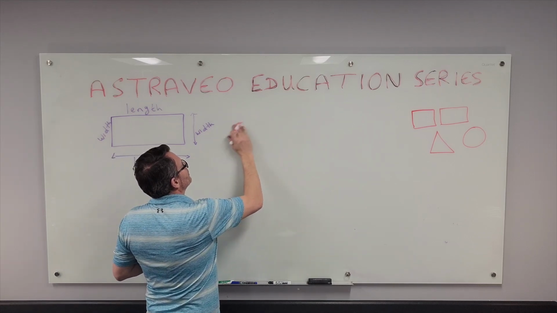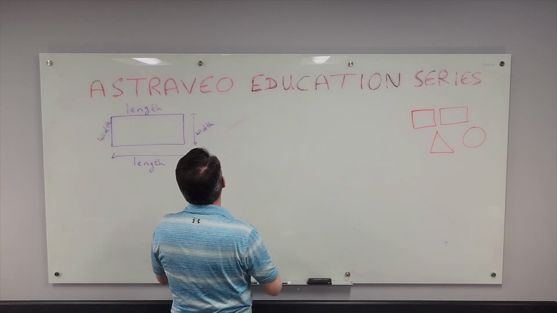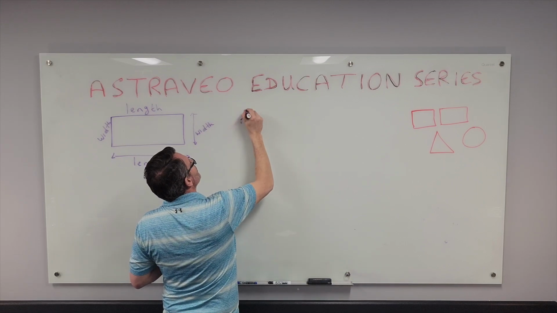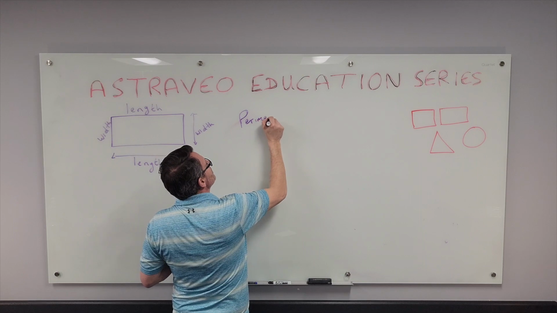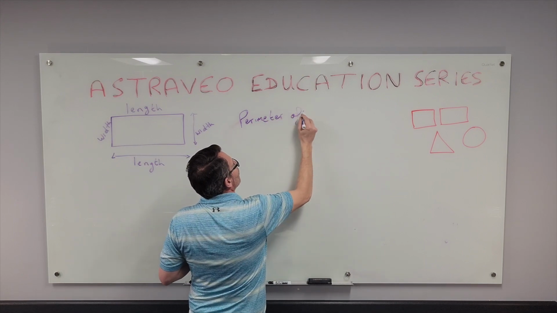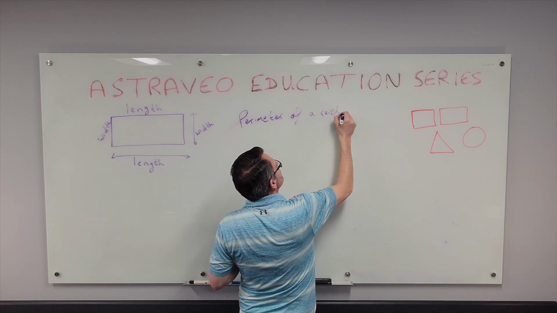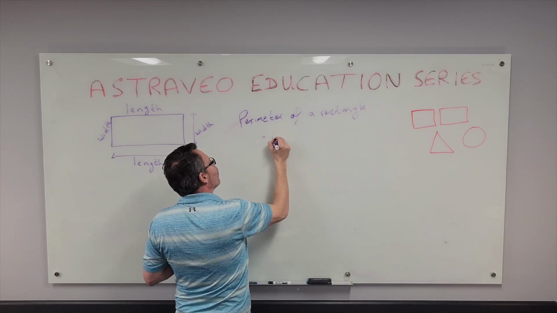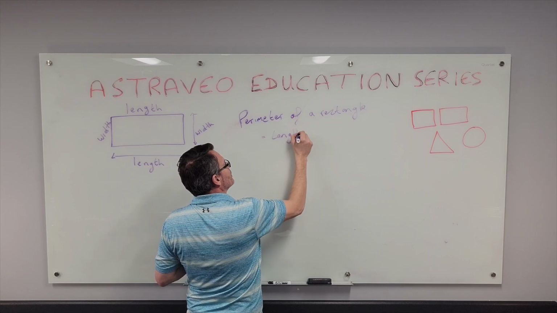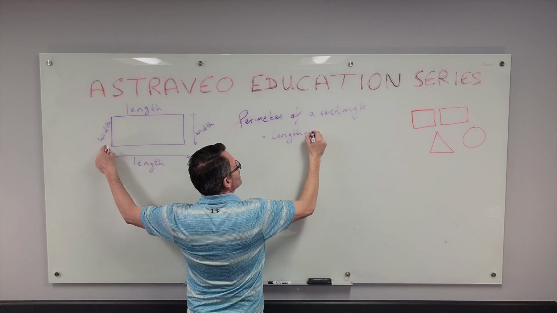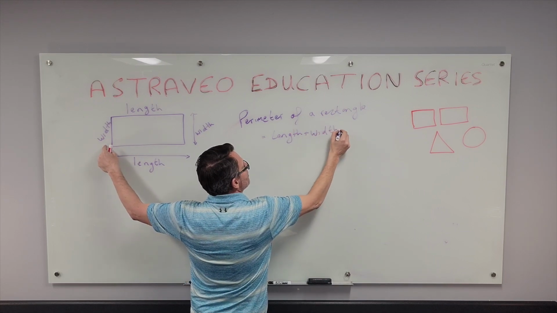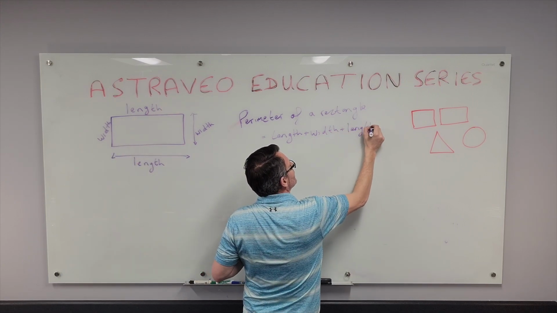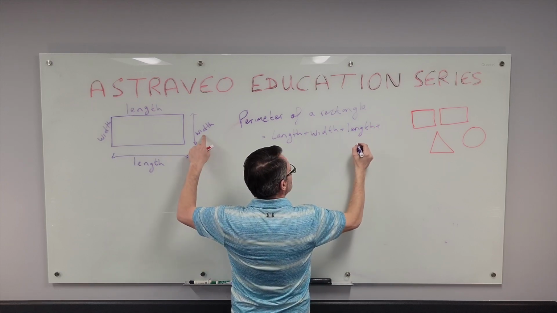So I'm not going to change pen color for this, if you don't mind. Okay, this is a rectangle. So my pen didn't work. Perimeter of a rectangle equals 1 side, its length, plus a width, plus the other length on the other side, length, plus the other width.